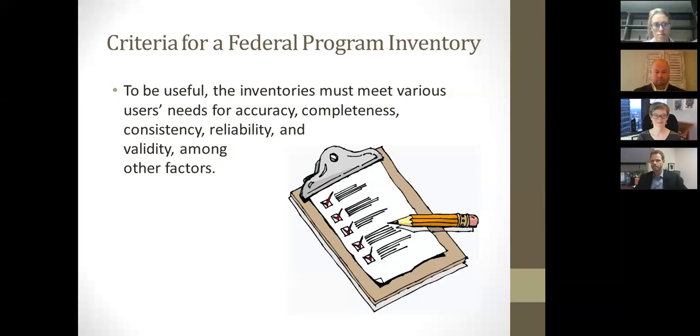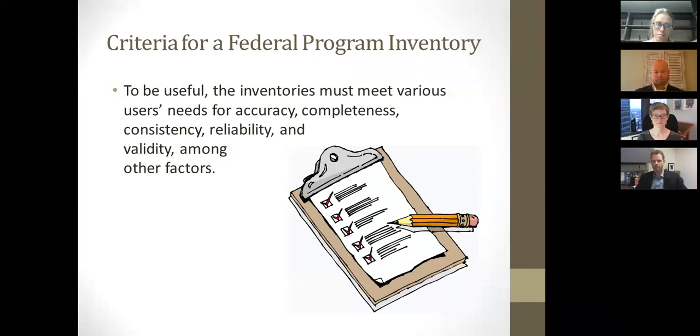And GAO unpacked that a bit with criteria in our report on that initial OMB inventory effort. In that report, we noted that for an inventory to be useful, it would need to be accurate, complete, and consistent, among other things. And as you can imagine, that's not an easy thing to do. As an example, in that prior report, we saw how difficult it was to consistently identify programs that helped with STEM education, focusing on science, technology, engineering, and math. And we found that while some of those programs were identified in that first inventory, those weren't necessarily all the programs that could have been included.